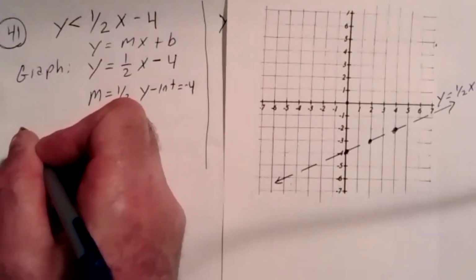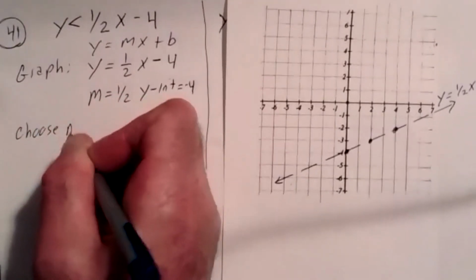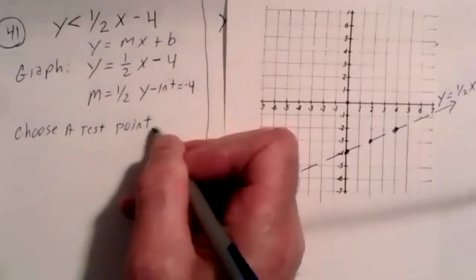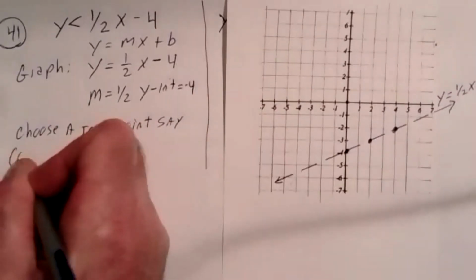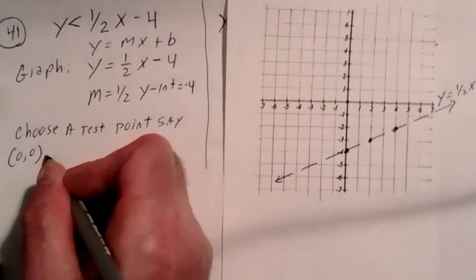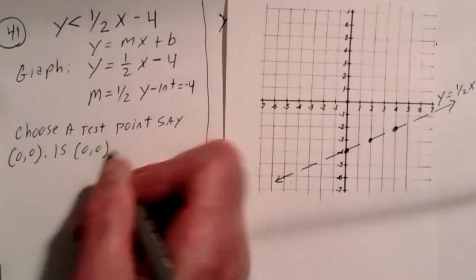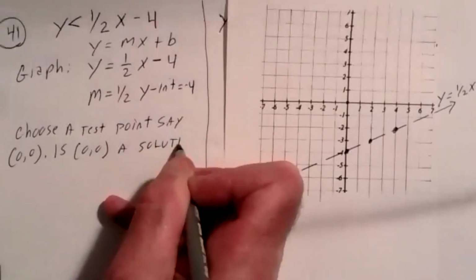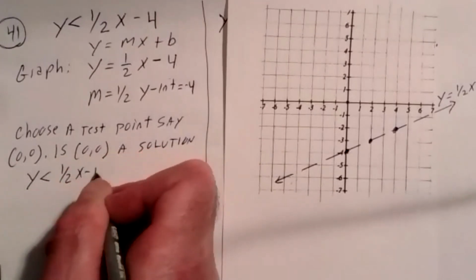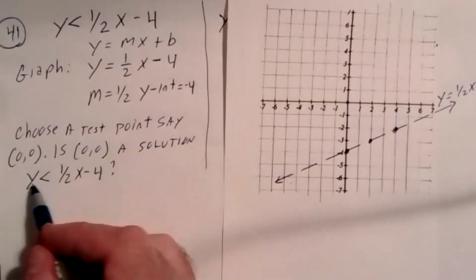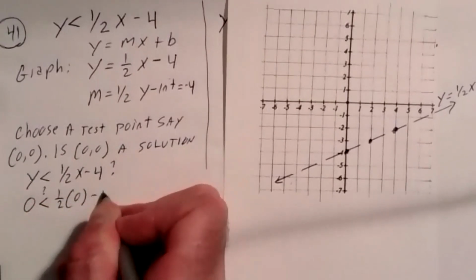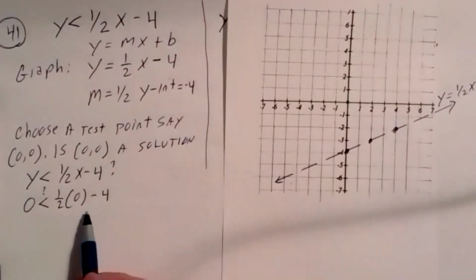So the next step is we choose a test point. And you know which one I like. 0, 0. And 0, 0 is available here because my line does not pass through 0, 0. So choosing a test point 0, 0, we ask ourselves, is 0, 0 a solution to my inequality, y being less than 1/2 x minus 4? To answer that question, we replace y with 0, replace x with 0. And we ask ourselves, does 0, 0 satisfy the inequality?